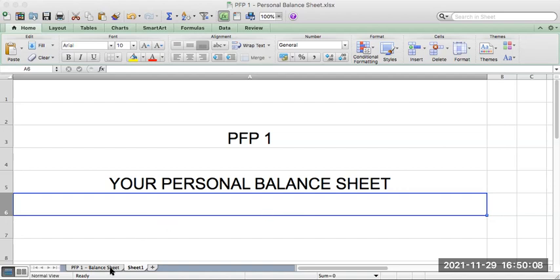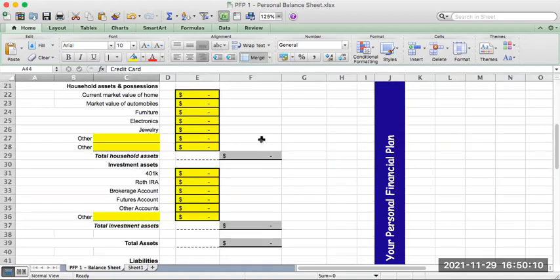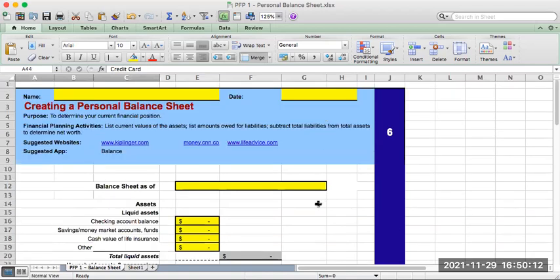When you download the file from Canvas, assuming it opens, you never know with Canvas, you'll get this. And you see in the tab down here, PFP1 balance sheet. I've designed it so that you only have to fill out the cells in yellow. So let's go ahead and do that. And I'm just going to make some numbers up, but I'm going to walk you through how to do it.